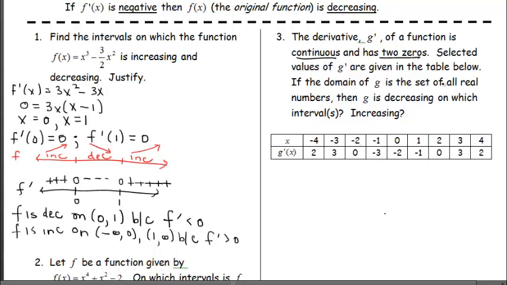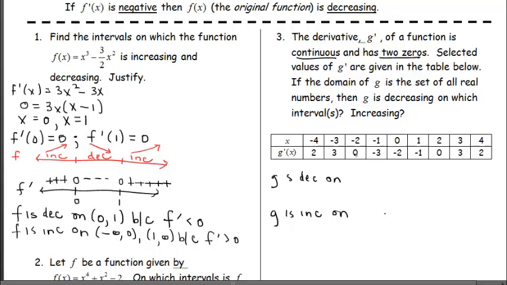All right, if the domain of g is also all real numbers, then g is decreasing on which intervals, increasing on which intervals. So let's get that ready. G is decreasing on, G is increasing on. And look back at the question. It doesn't ask you to justify, so we won't have to do that.